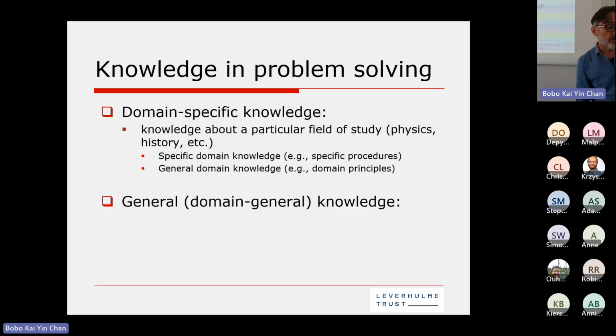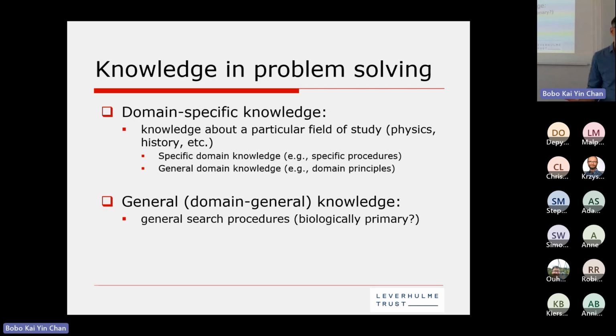On the other side is domain general knowledge, or general knowledge, which is knowledge that applies to all domains, throughout all domains, not limited to one domain. So it's some kind of general search procedures, for example, how we generally search. And to some degree, there are arguments in theory that much of that knowledge is even biologically primary in nature, because it's something that we evolved to use and apply. We search for solutions using these random attempts.